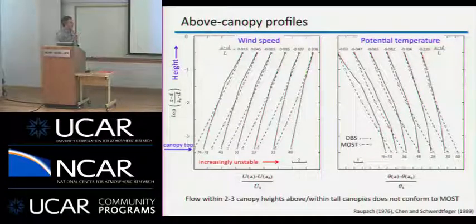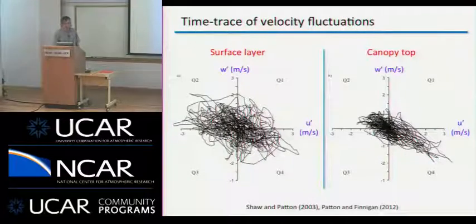Same is true for the potential temperature. It's just that the sign is different. But basically we have known for some time that Monin-Obukhov similarity theory and direct application of log laws do not apply over tall canopies. Why is that? What's different? What do we know is different?